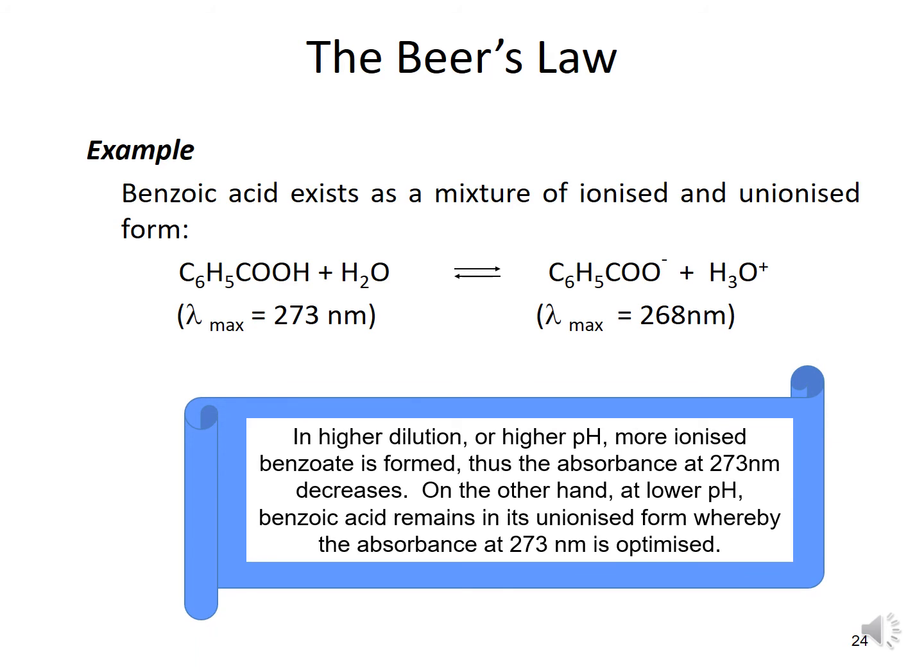So what we can say, in higher dilution of higher pH, more ionized benzoate is formed. Thus, absorbance at 273 nanometer decreases. On the other hand, at lower pH, benzoic acid remains in its unionized form, whereby the absorbance at 273 nanometer is optimized. So here you can see that the error might occur due to the natural process of benzoic acid hydrolysis to become ionized.